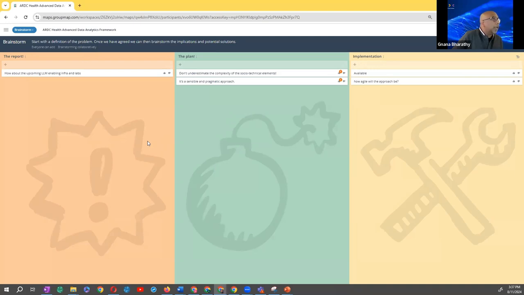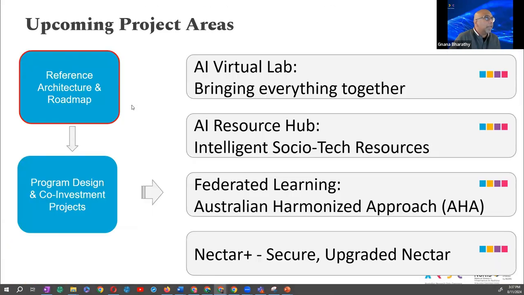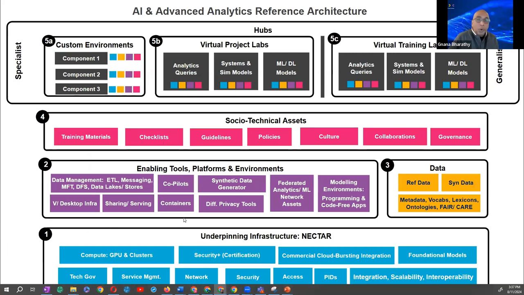How about upcoming LLM enabling infrastructure and labs? Absolutely, very good question. Let me tackle that. On one hand, we are looking at copilots as enabling tools. We are also looking into some kind of a playground for maybe fine tuning or putting a RAG on an LLM for specific research purposes. So these are two ways LLMs could be deployed, and there is certainly room for that in that context.